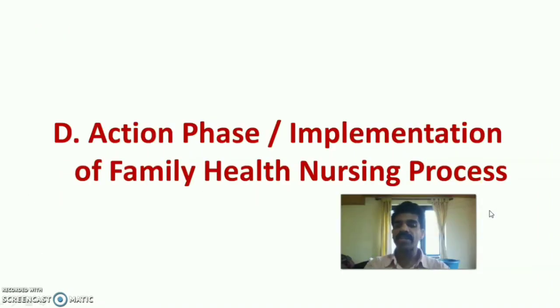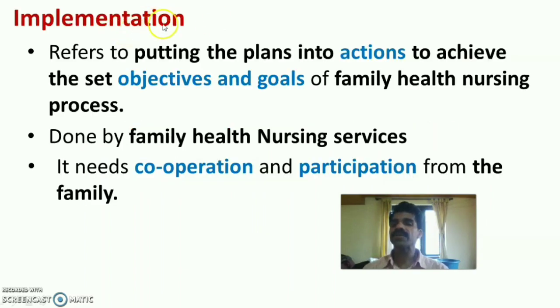The fourth element of the family nursing process is the action phase, or implementation of the family health nursing process. So let us discuss in detail the action phase of the family health nursing process. It includes the implementation of the action plans. Implementation refers to putting the plans into action to achieve the set objectives and goals of the family health nursing process, which were already set in advance.